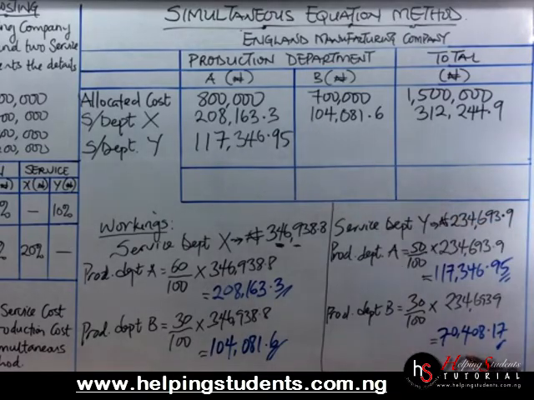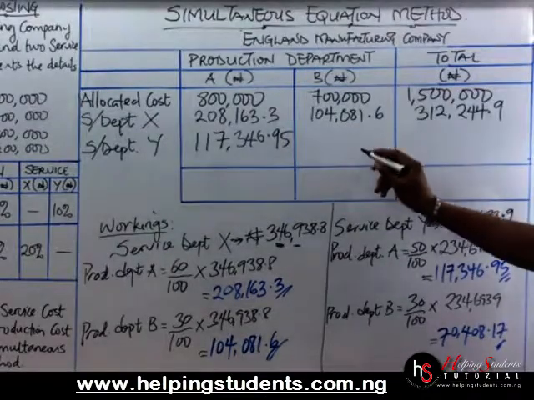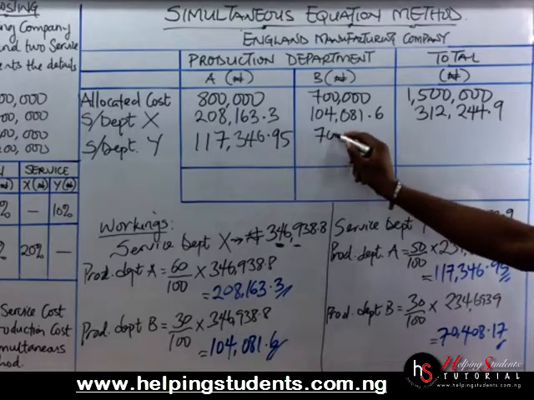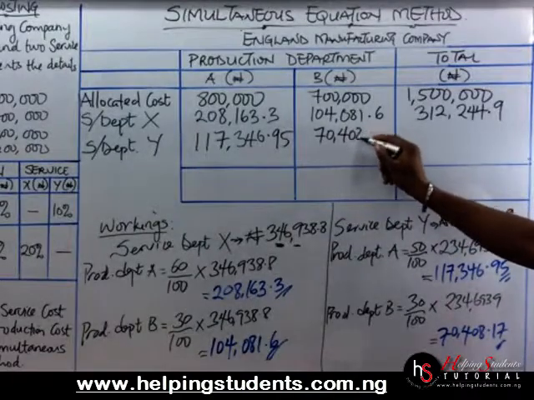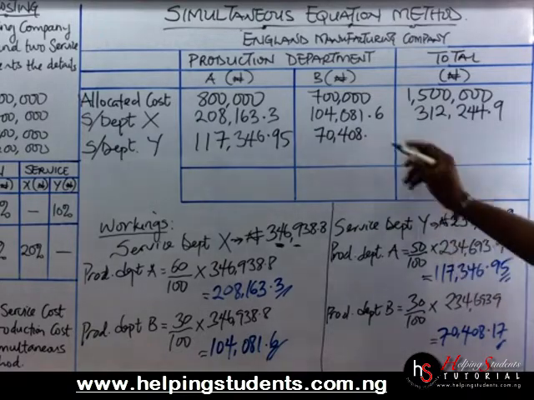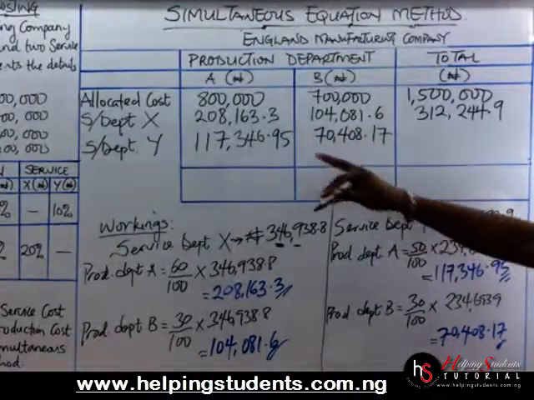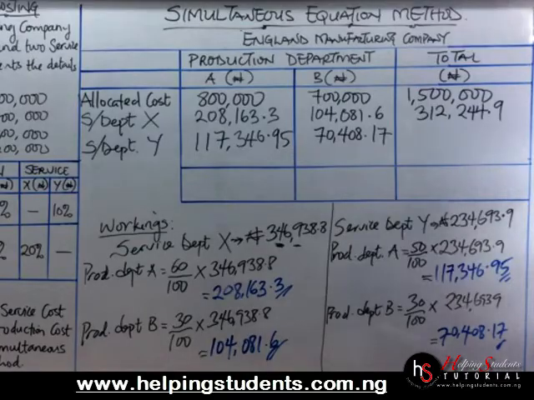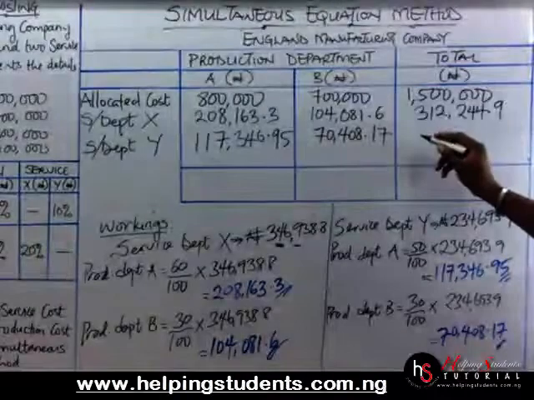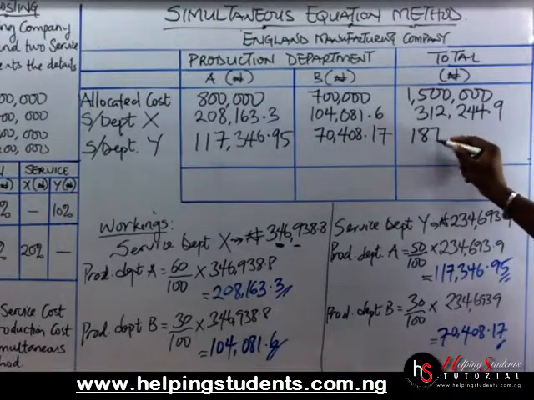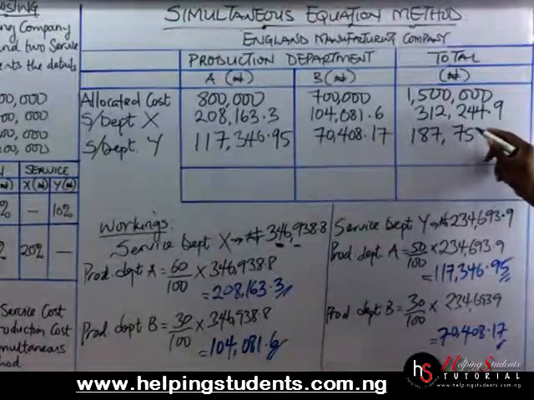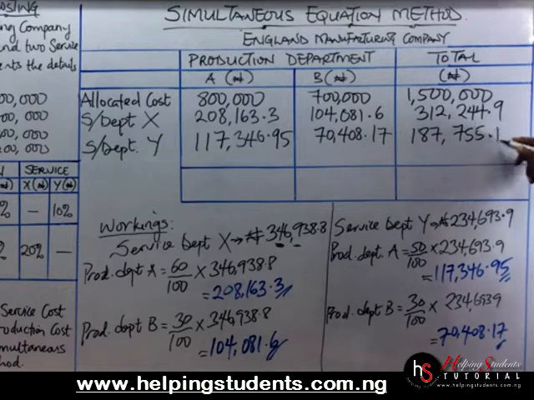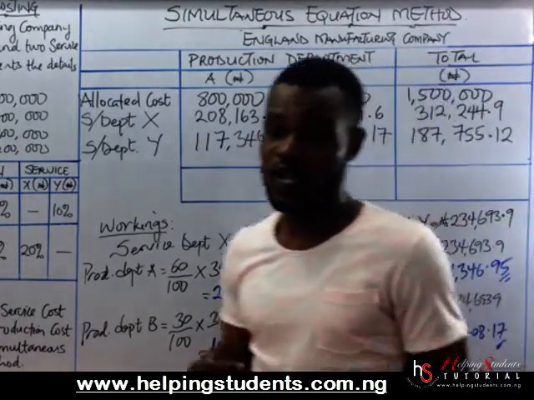Okay. The second one we have 70,408.17. So we add these two values again. When we add it up, it gives us 187,755.12.